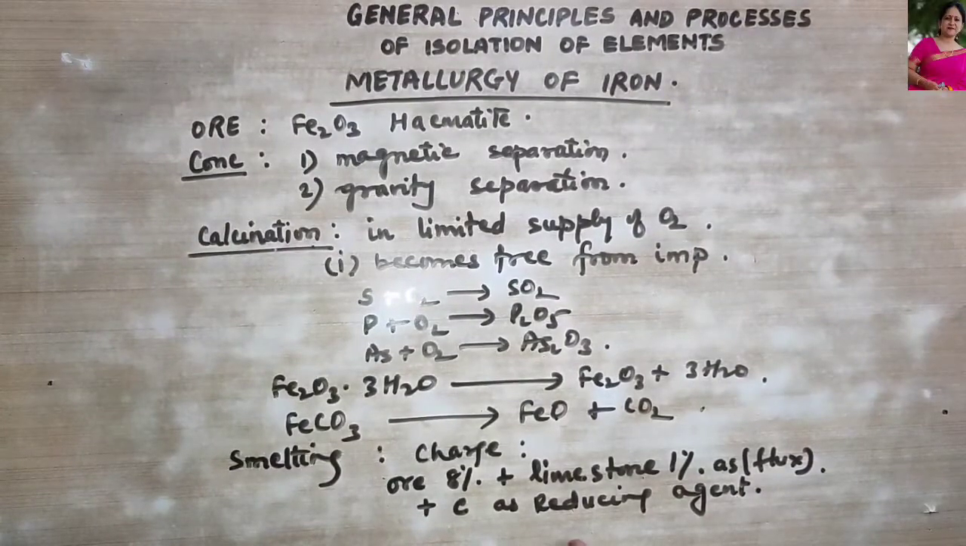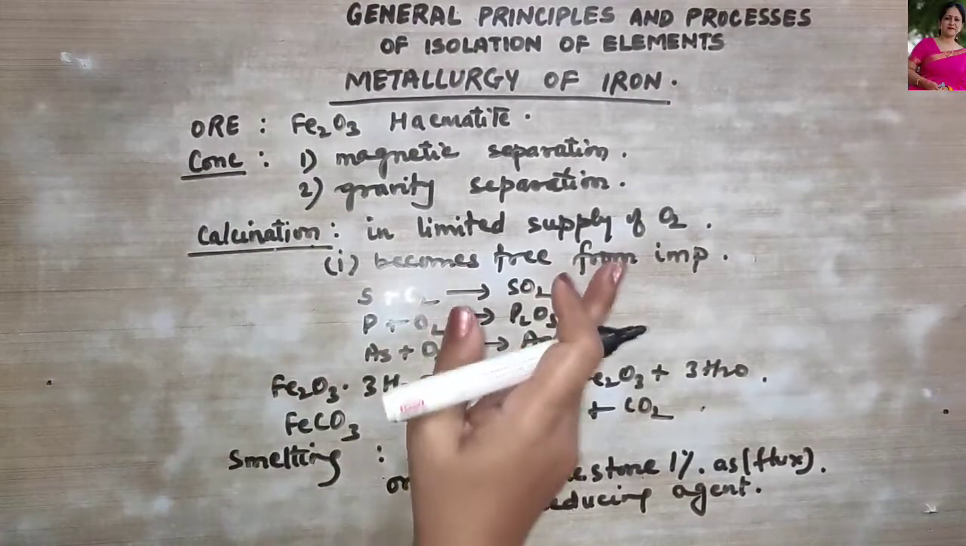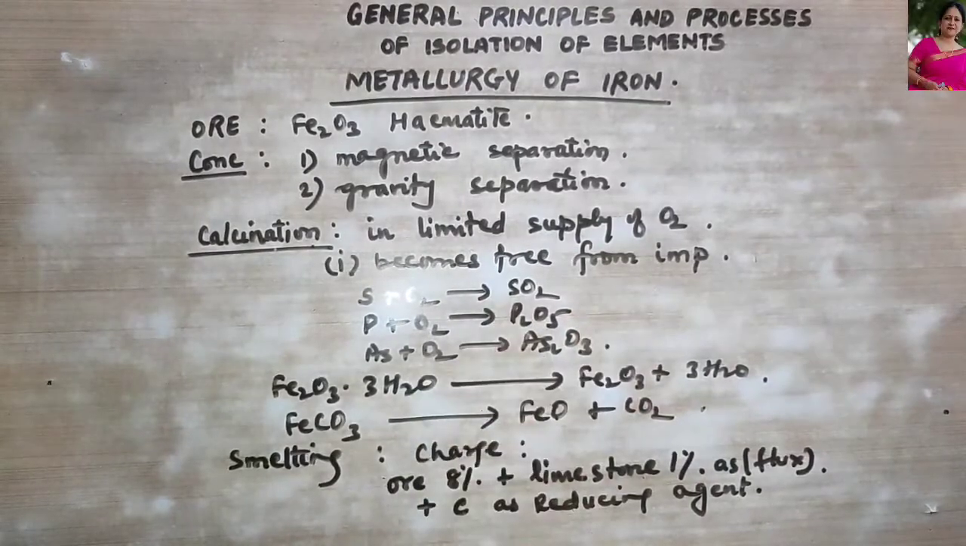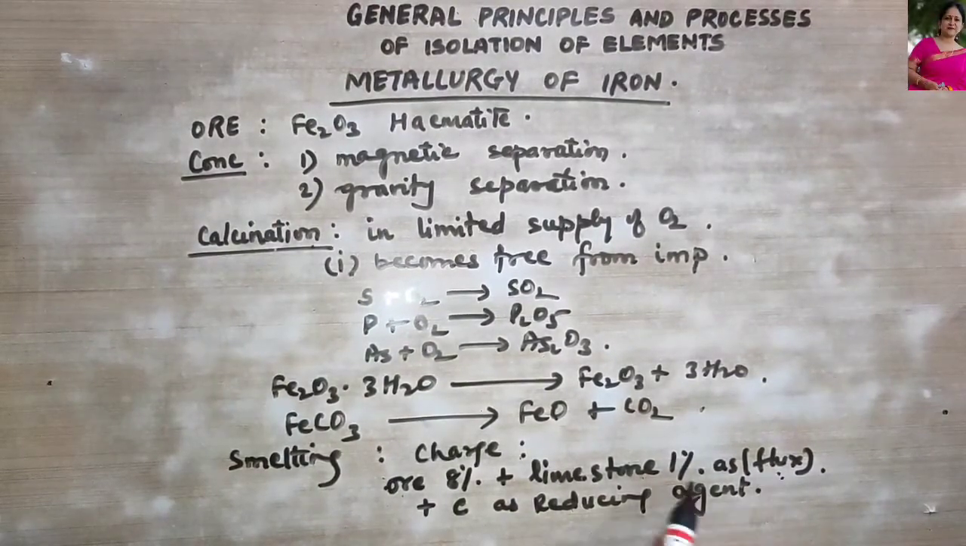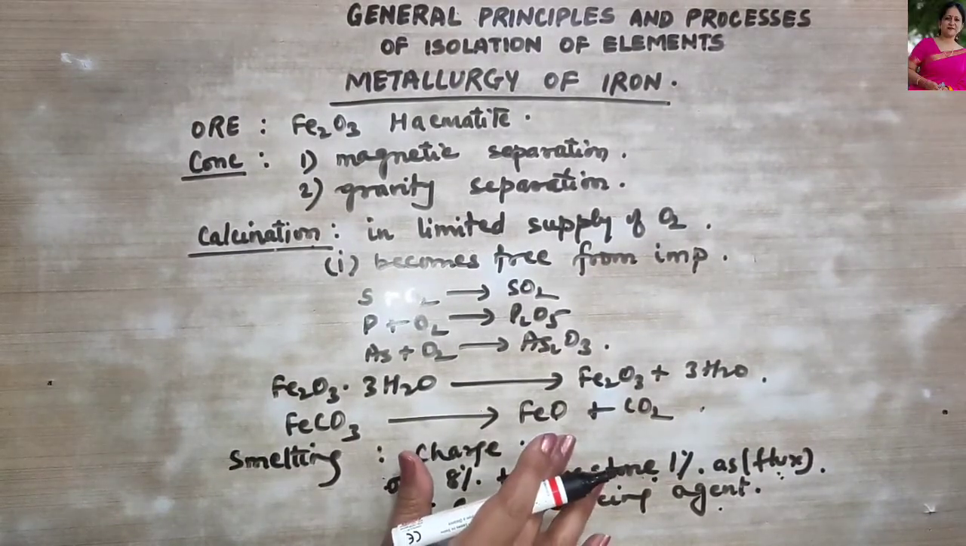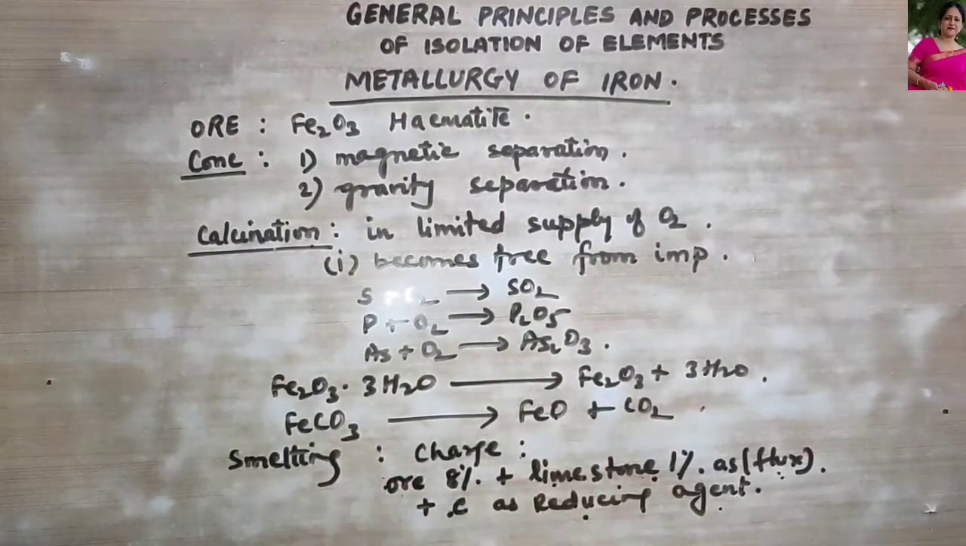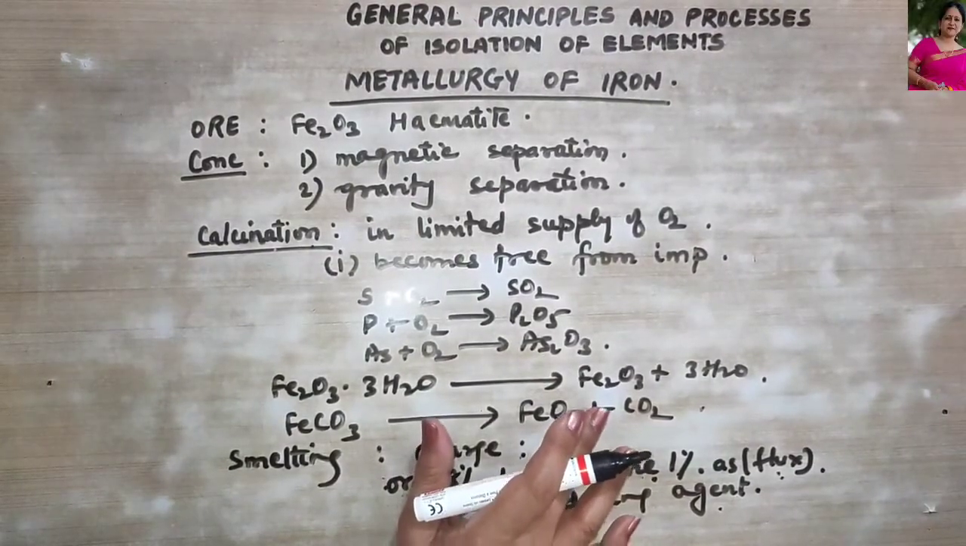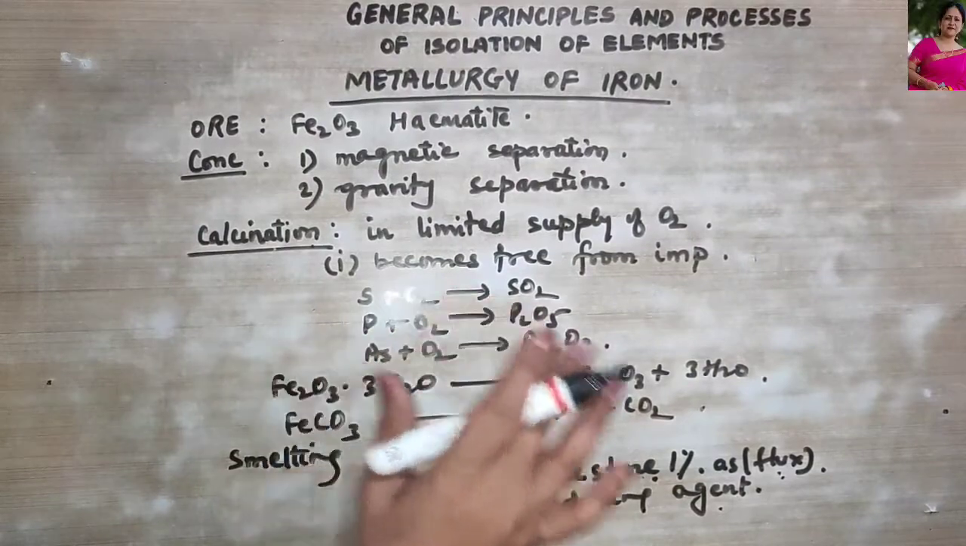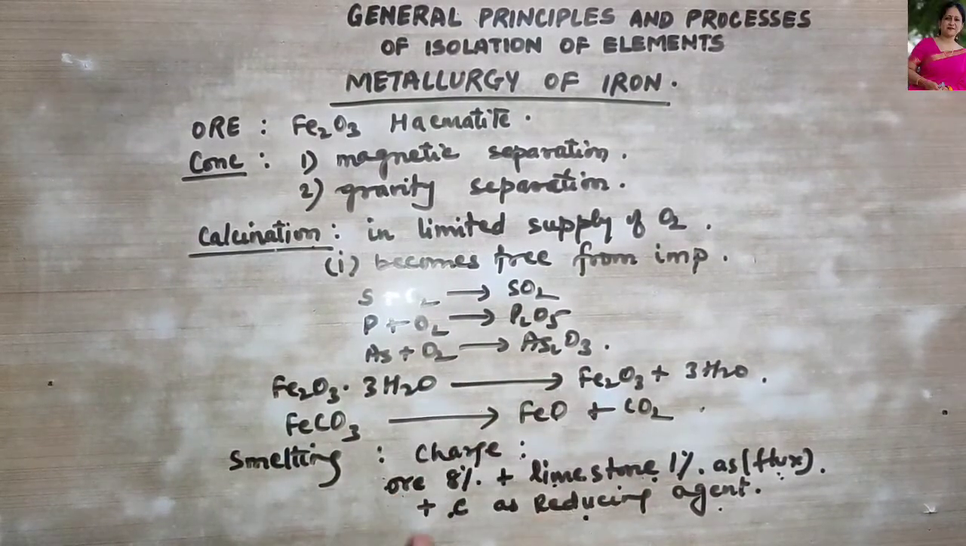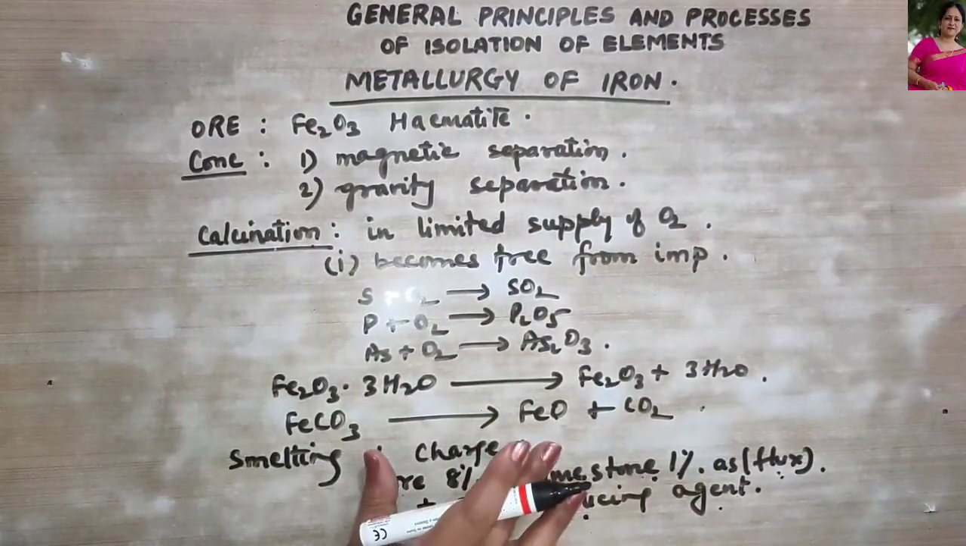Is this point clear? So what are we doing from the cup and the cone arrangement? We are adding the charge. Now what does the charge contain? It contains 8% ore. It contains flux, which is 1% limestone, and it also contains a reducing agent, that is the coke. Also this helps to prevent the heat loss during the reaction of this charge. I hope till here everything is clear.